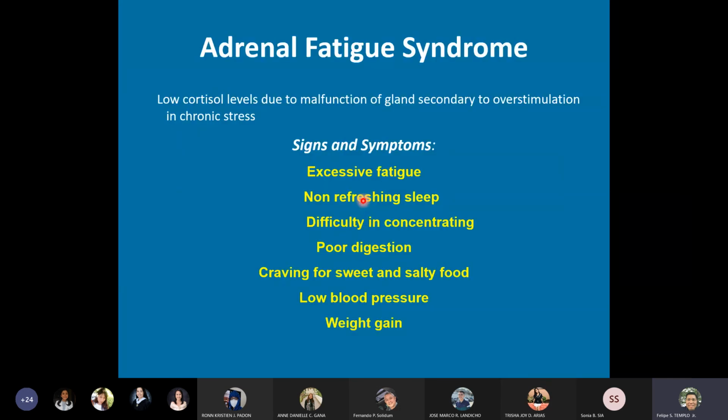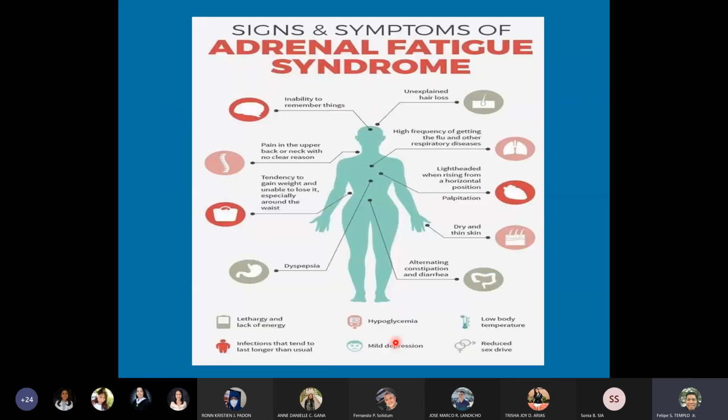So the last topic is, what is adrenal fatigue syndrome? Take note, when you Google in PubMed, adrenal fatigue syndrome is not identified, but it is already recognized by some journals. What are the signs? This is probably what we call the exhaustion phase: excessive fatigue, non-refreshing sleep, difficulty in concentration, poor digestion, craving for sweet and salty food, low blood pressure, and weight gain. So these are the symptoms.